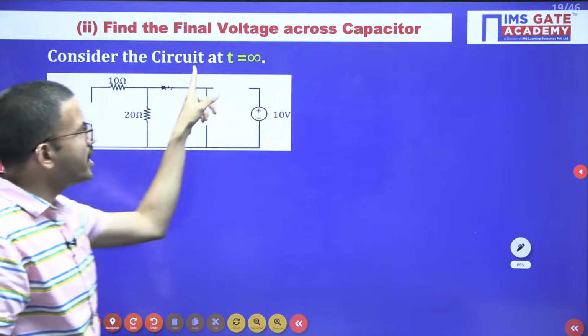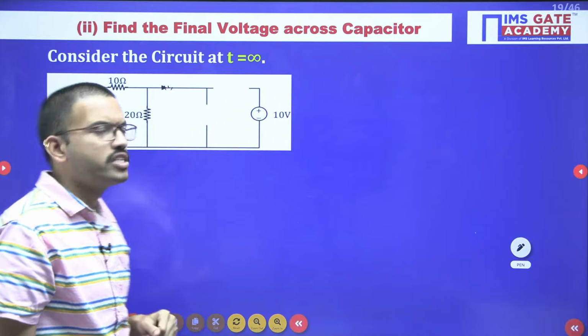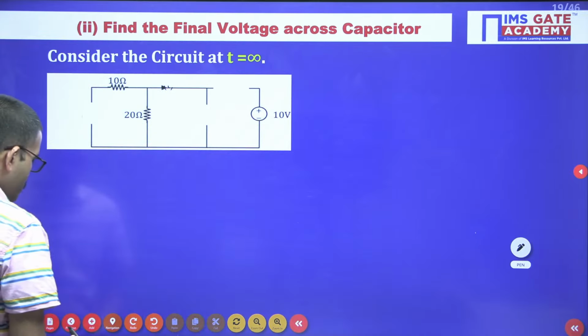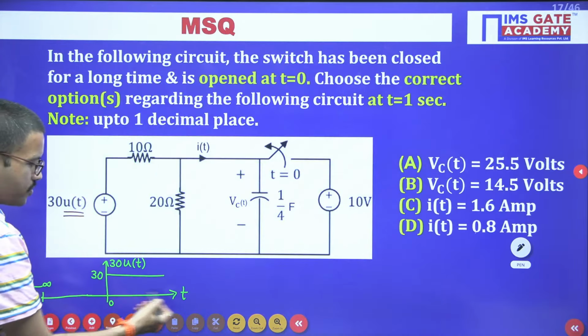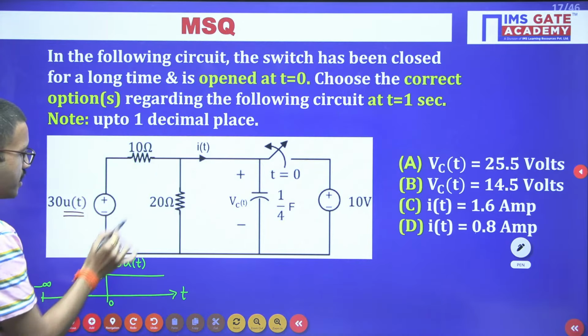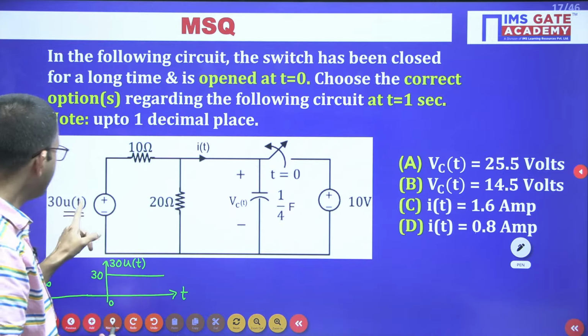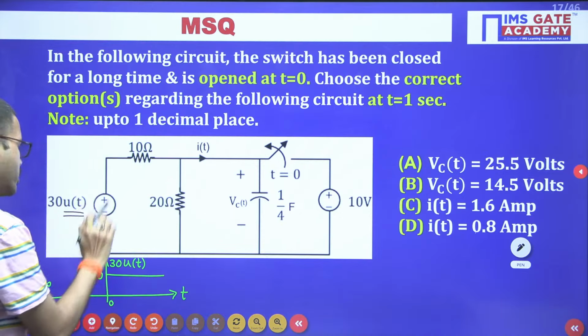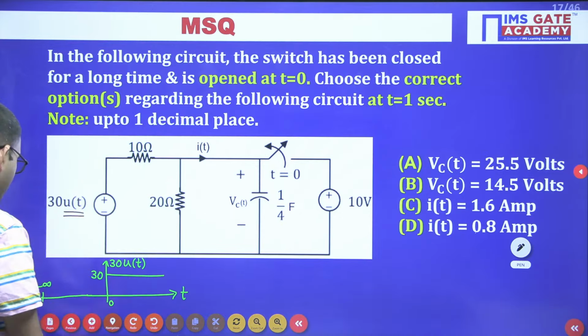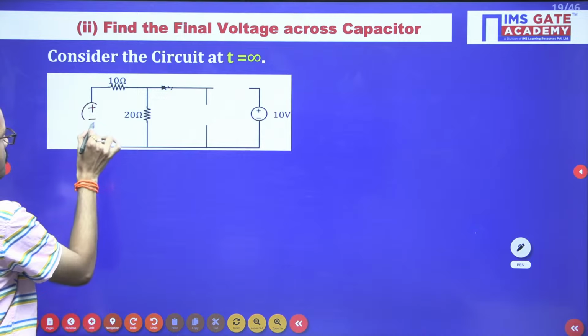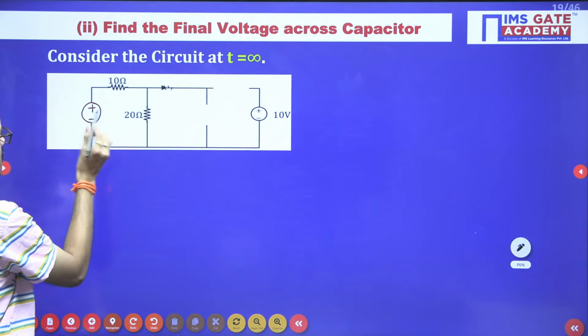Now we are considering the circuit at t equal to infinity. At t equal to infinity, regarding this particular 30 u of t, you are having 30. Here units are volts. That means this voltage source we are connecting, and its value is 30 volts.